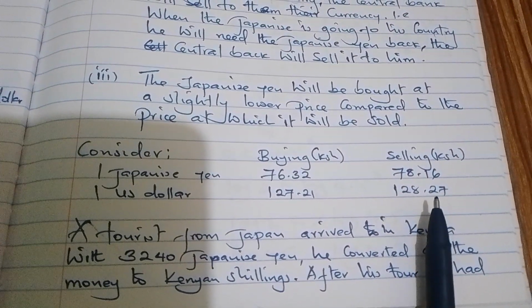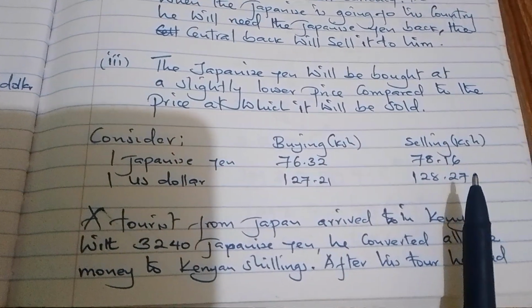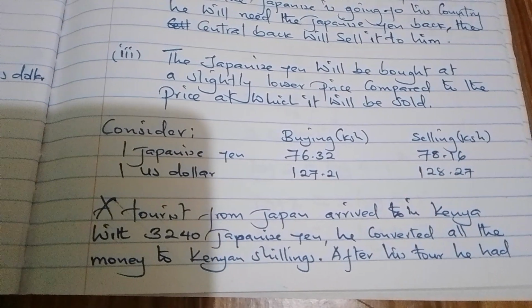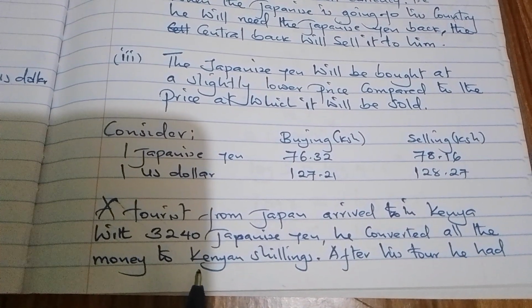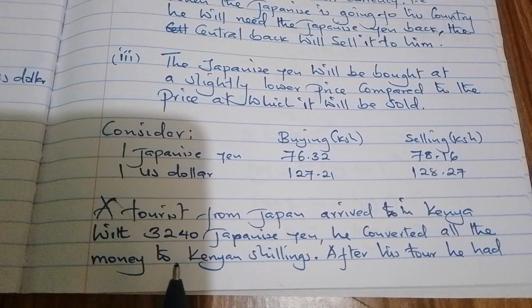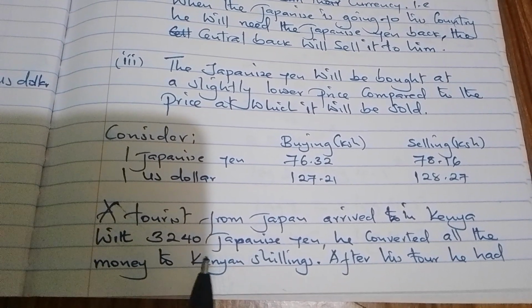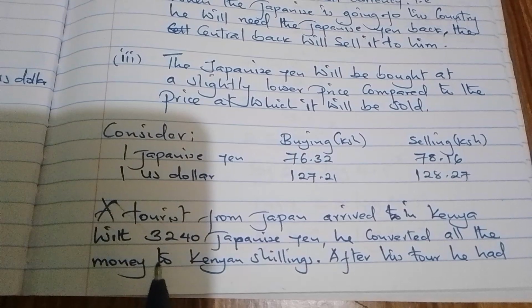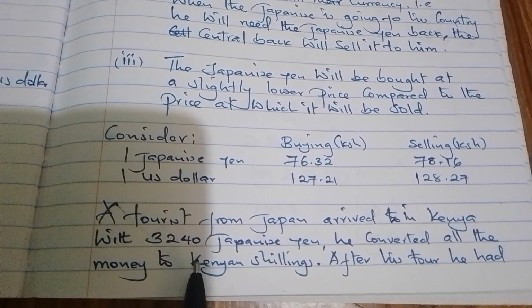It's a business that is done by the commercial bank. This is one of the ways we earn the monies that are used by the government to do very many things in the country. Correct. A tourist, this one is an example.